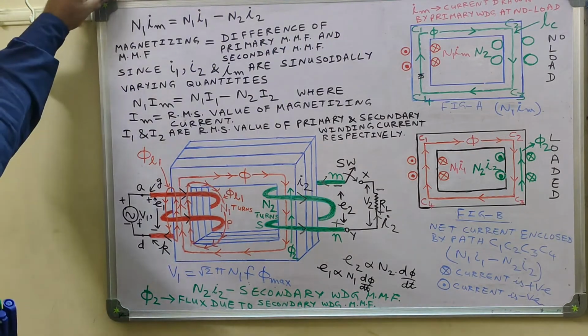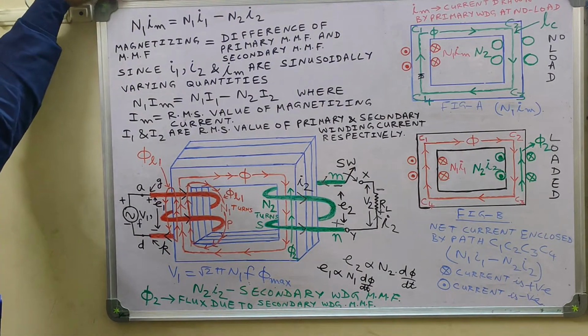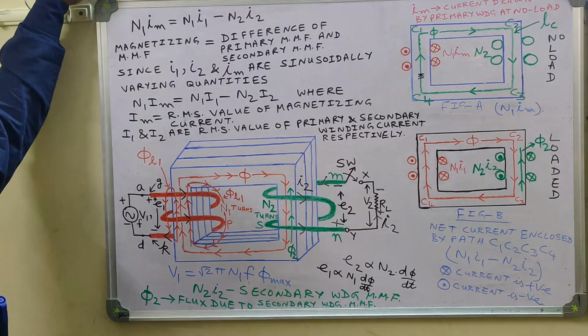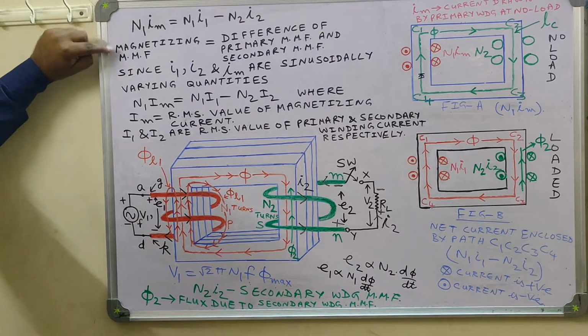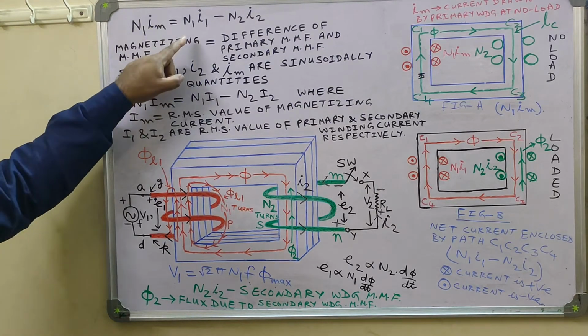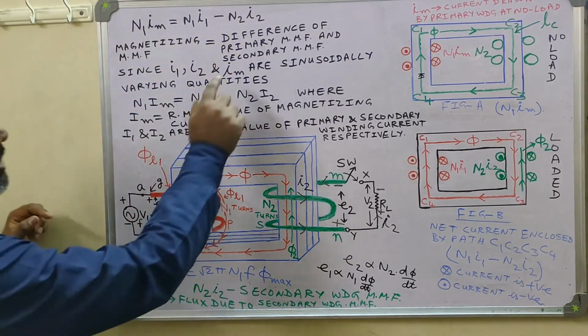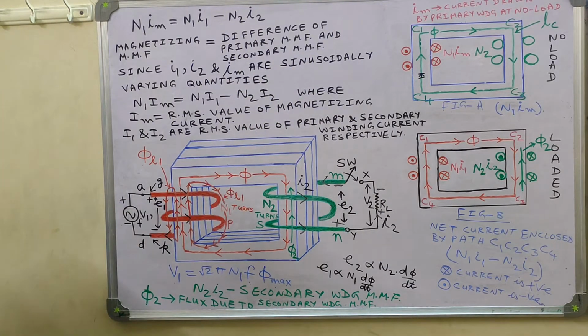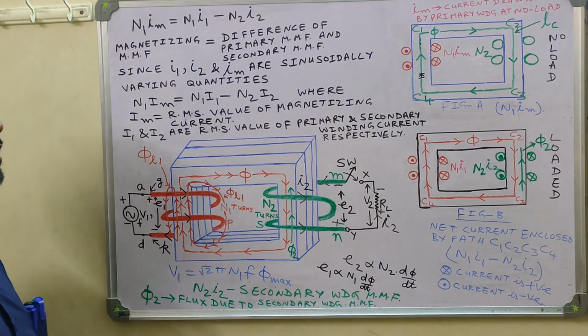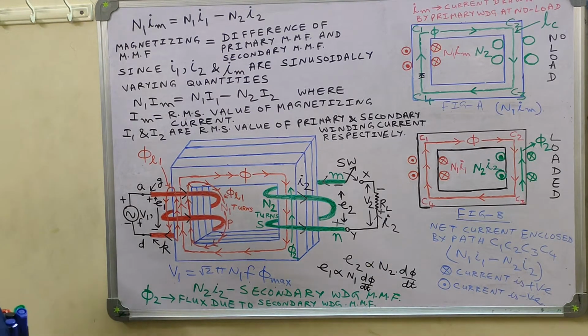So we may again have a look at this equation which we derived in our previous video lecture, titled magnetic circuit of transformer at load. That is, N1 i_m, the magnetizing MMF, equals N1 i1 minus N2 i2. That is the difference of primary MMF and secondary MMF. Obviously the voltage source is connected with the primary winding, so we expect that the primary MMF will have an upper hand compared to the secondary MMF.